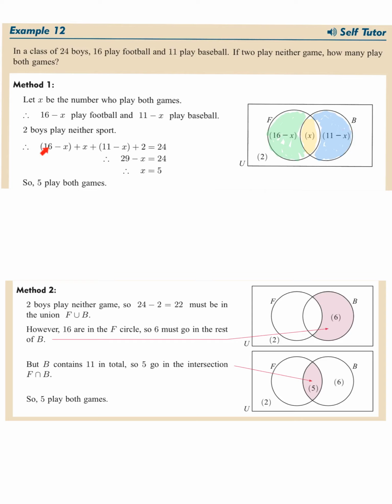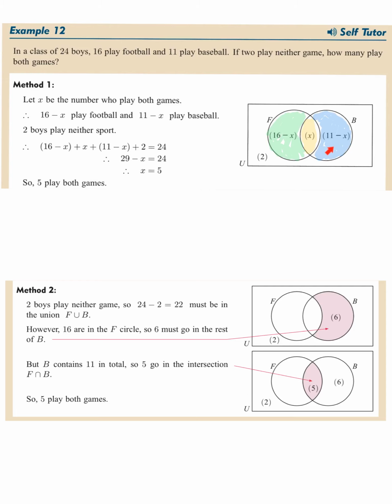So if we go over to here, that's why it says therefore 16 minus X plus 11 minus X plus 2 equals 24. And the answer became 5. Now they've only asked us how many play both games. They could ask us how many play only football. If the question was how many play only football, it'd be 16 minus 5, which is 11. If they asked us how many play only baseball, it'd be 11 minus 5, which would be 6.